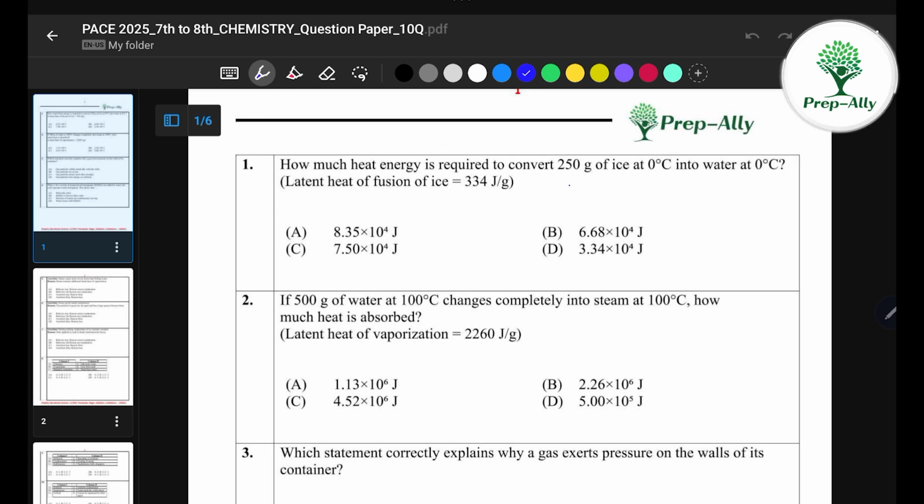How much heat energy is required to convert 250 gram of water ice at 0 degree Celsius into water at 0 degree Celsius? So now we can see what is the process. We have 250 gram of ice, H2O, at 0 degree Celsius. We need to convert it into water. It is present in solid form, and we need to convert this solid into liquid form, and the temperature will remain the same, 0 degree Celsius. This process is called melting, conversion of solid into liquid, also known as fusion.